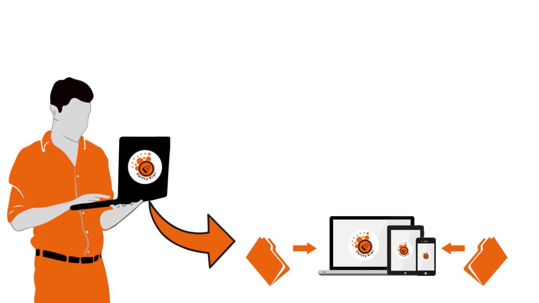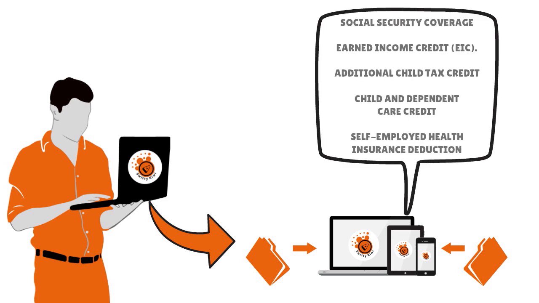Well, you're able to deduct Social Security. So you have Social Security coverage. You have the earned income credit. You have the additional child tax credit, rather. You have the child and dependent care credit. You have the self-employed health insurance deduction. This is kind of cool.